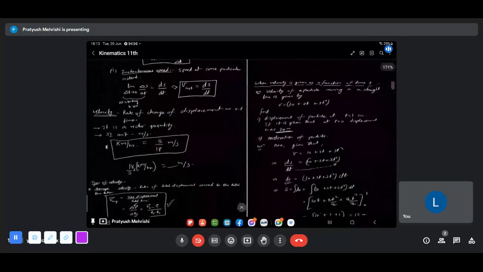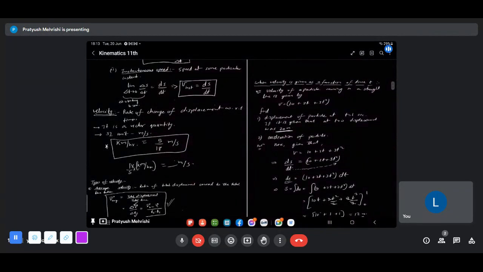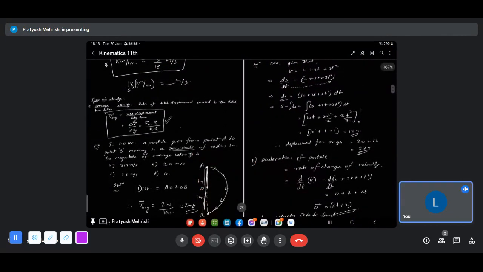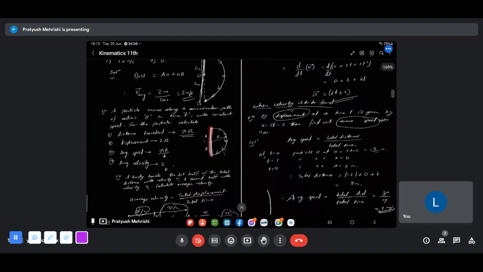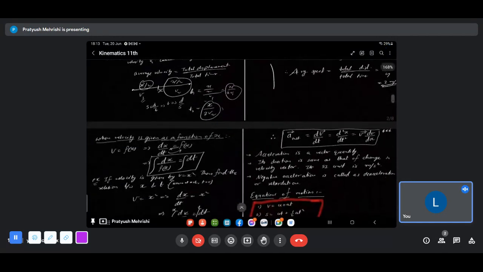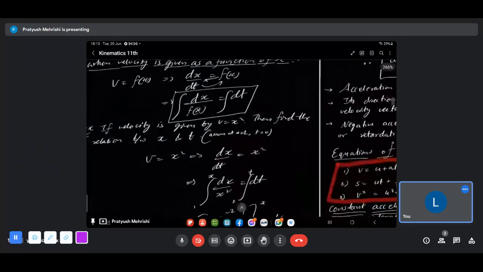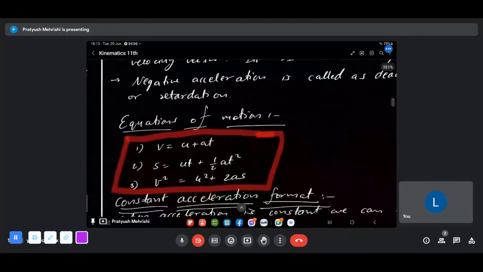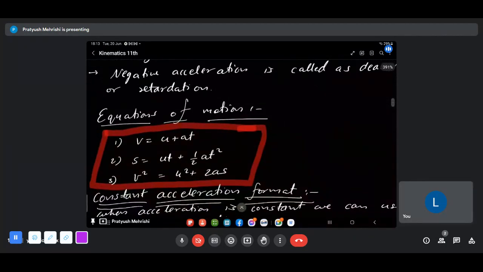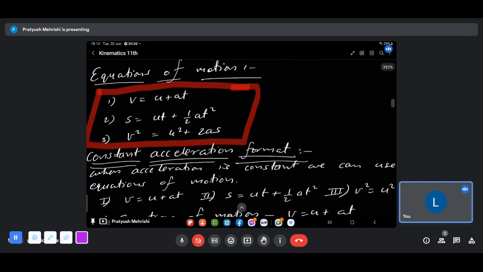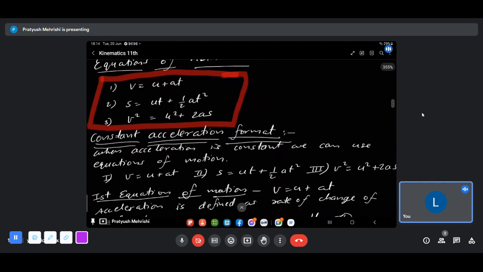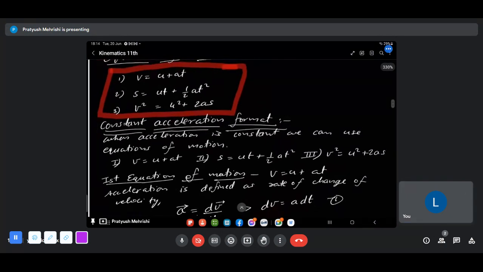Which point did we revise yesterday? We were discussing accelerations, some problems. We were discussing the equations of motion. Now, the derivation of equations of motion. Did we see that? Did we discuss the derivations? No, sir, we didn't. We are discussing it now, the derivation.